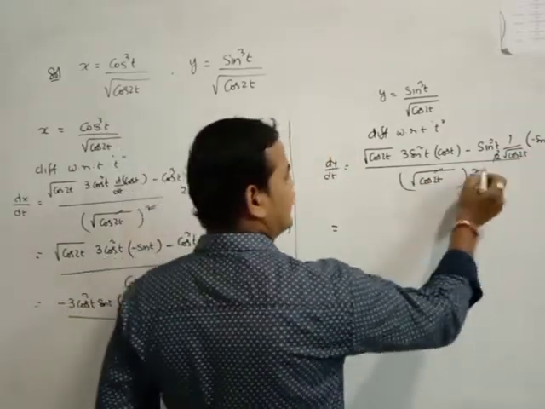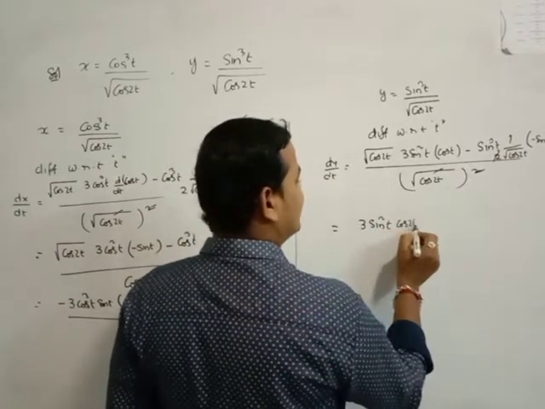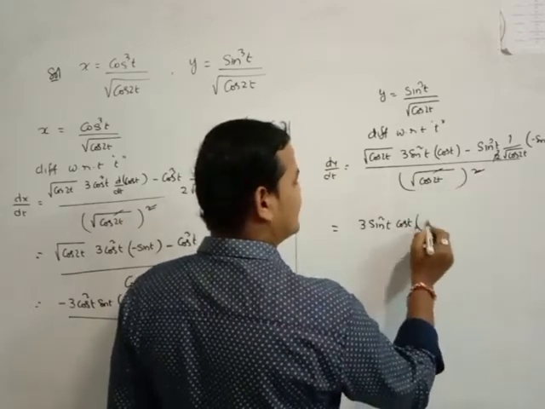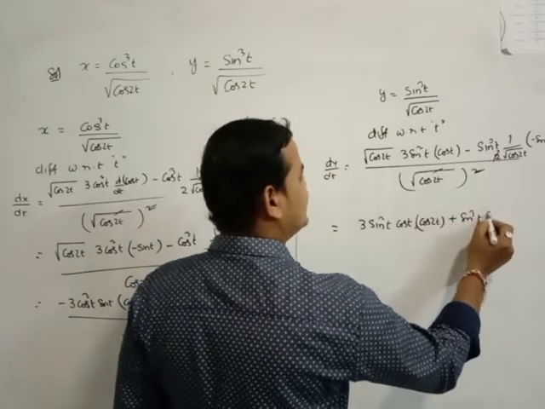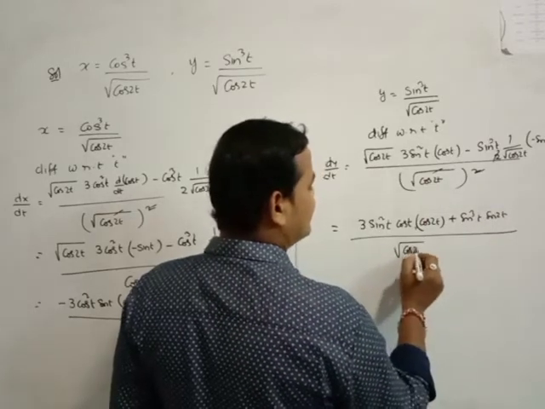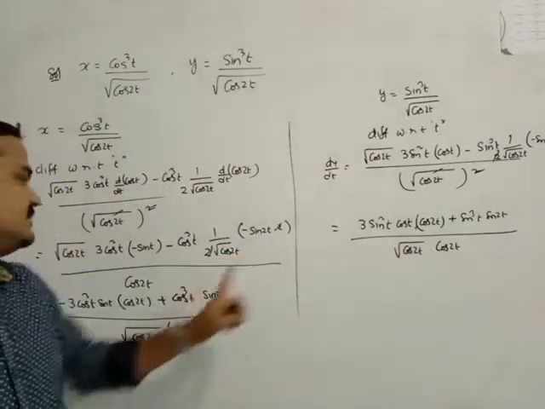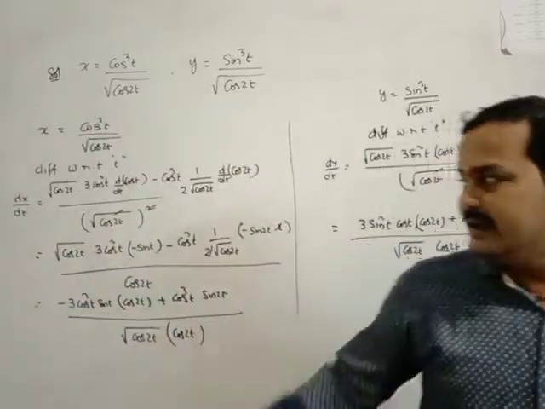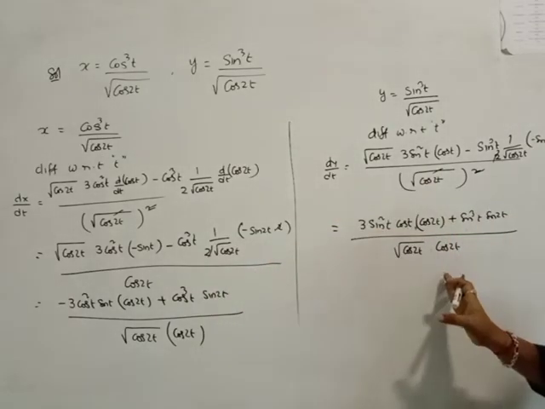Take the LCM again. It is 3 sin square t into cos t, again the same, multiplied by root cos 2t, and you get cos 2t, minus and minus is plus sin cube t into sin 2t, whole divided by root cos 2t in the denominator, and again here also cos 2t. I left out one step here and wrote it in two steps only, but I did it clearly in the previous one. So using that, you can easily understand what I did here.